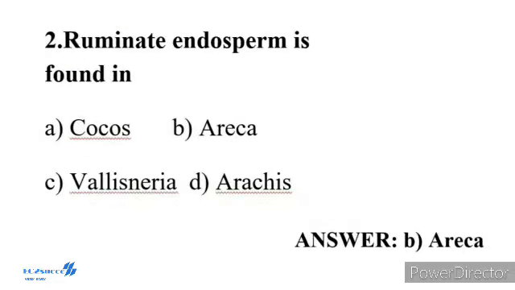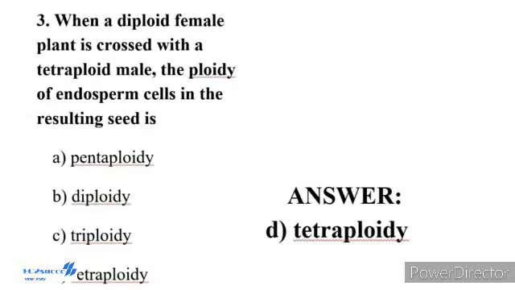Second question, ruminate endosperm is found in: option A, Cocos; option B, Areca; option C, Vallisneria; option D, Arachis. So the answer is option B, Areca. Third question, when a diploid female plant is crossed with a tetraploid male, the ploidy of the endosperm cell as a result of seed is: option A pentaploidy, option B diploidy, option C triploidy, option D tetraploidy. So the correct answer is option D, tetraploidy.